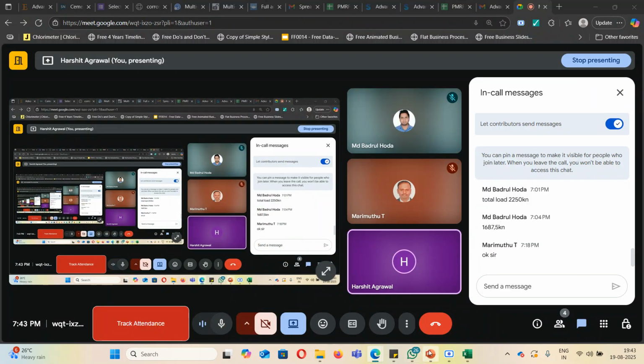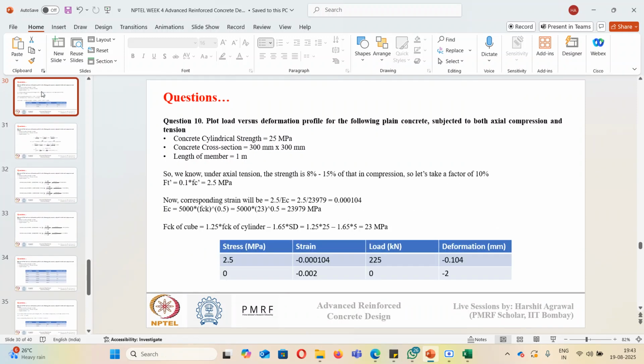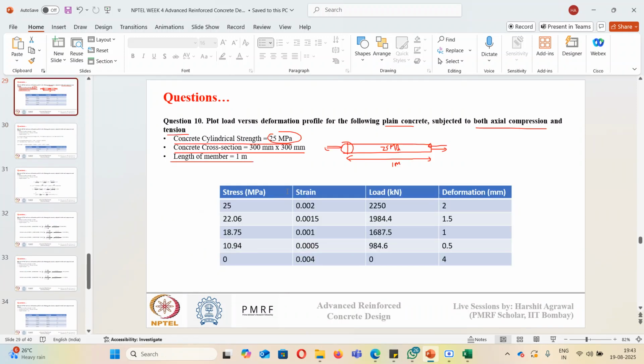Okay, let's see the solution. There are some things that we can take from the previous part only. So this profile we can simply copy here, the initial part that was just for concrete. We'll see how we can modify this table now.